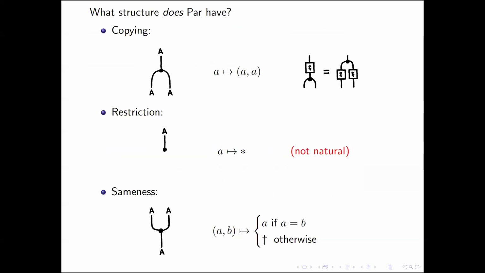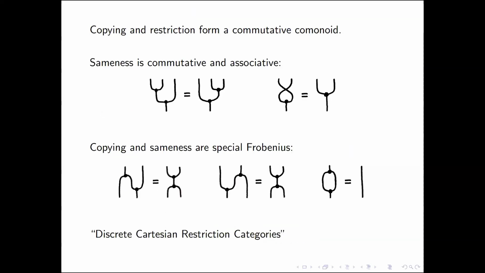And so as before, the copying and restriction operator form a commutative comonoid, and the sameness operator is a commutative semigroup, so it's associative. And copying and sameness interact. They satisfy the equations of a commutative special Frobenius algebra, although we don't have one of those because we don't have a unit for our semigroup. And if you have a symmetric monoidal category that has all of this structure and satisfies a coherence condition, just like for categories with finite products, you get what's called a discrete Cartesian restriction category.